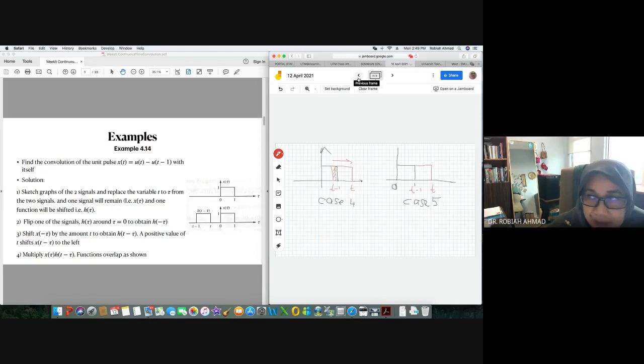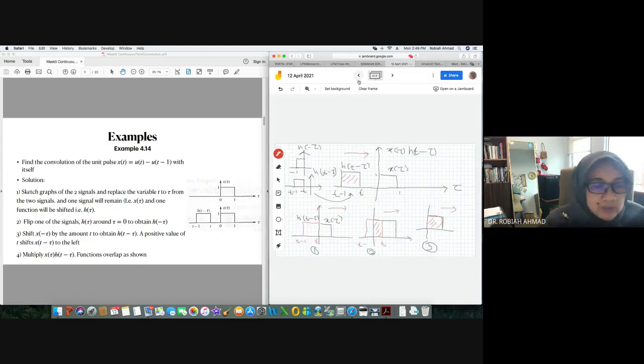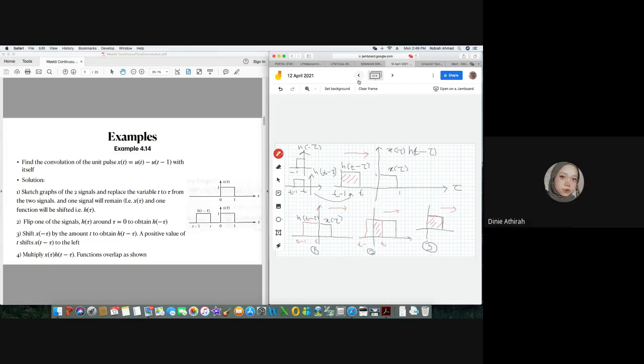So far yang cases saya mention ni faham tak? Sebelum kita pergi detail kepada the calculation of the area. Okay so far? Okay, Doktor.